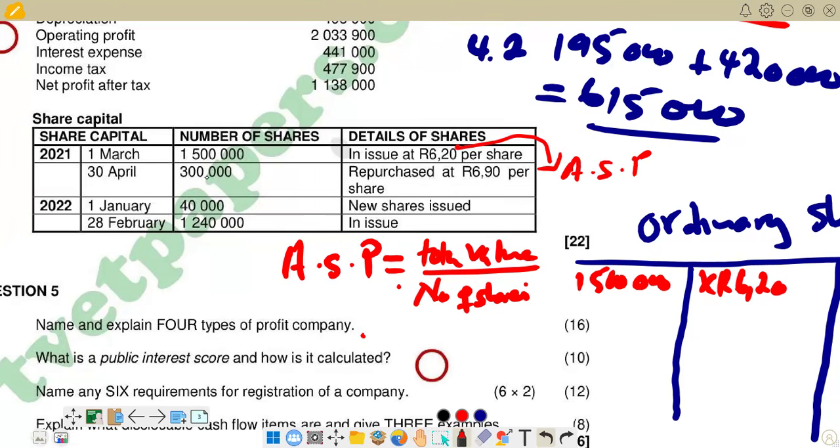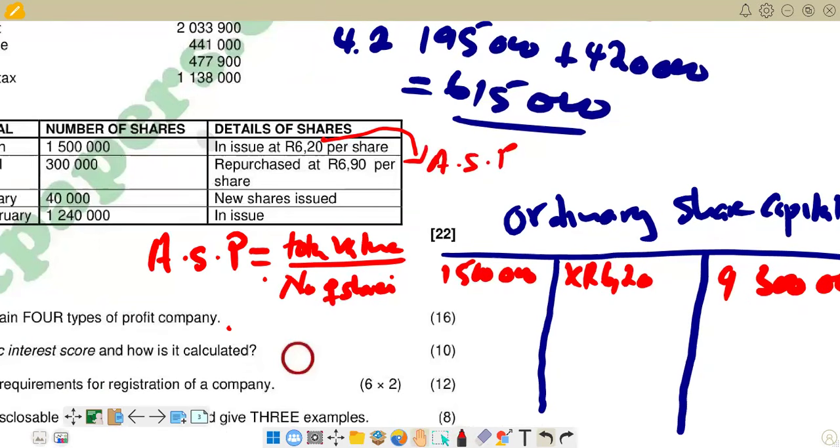So we're going to say 300,000 times 6 Rand 20 to get the value of repurchase. Remember, we've got the column there, which is 300,000, and then for the repurchase we multiply it by 6 Rand 20. We don't use the $6.90, because it is above the average share price. If you multiply the two, you are going to get 1,860,000. So this is the figure that we have.